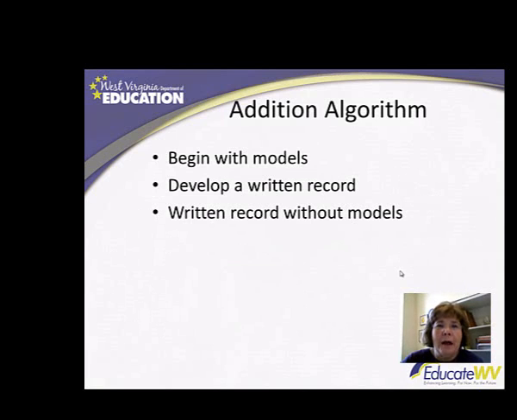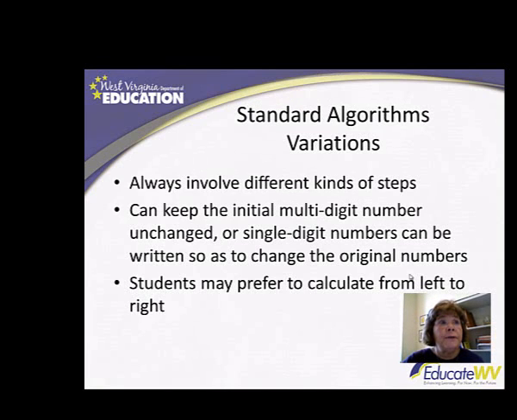We begin with models. Students have worked with models from the early grades and continuing into 3rd grade. Students need multiple opportunities to work with models. Then they will develop a written record alongside a model, and then eventually they will have the written record without the use of models. In order for a student to be fluent with an algorithm, they need to be able to complete it without the use of visuals. Now, when that occurs, sometime during that 4th grade year, is the goal for our standards.